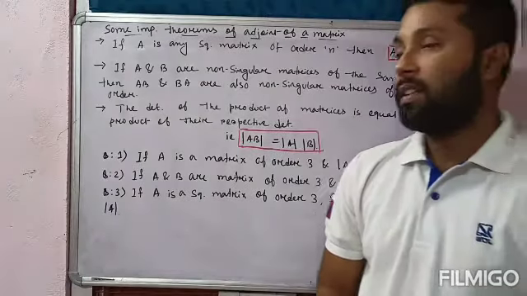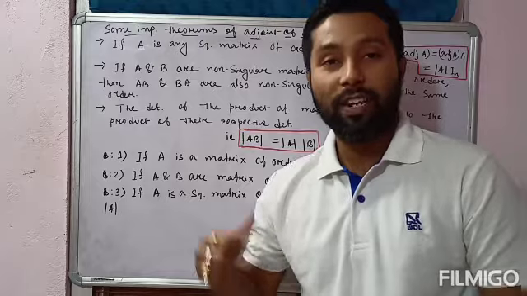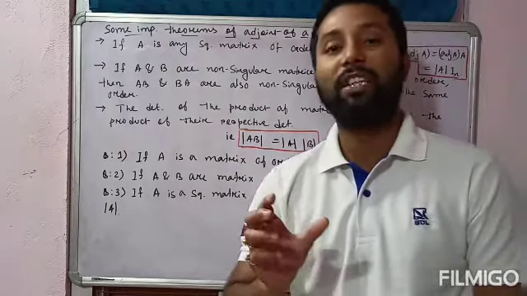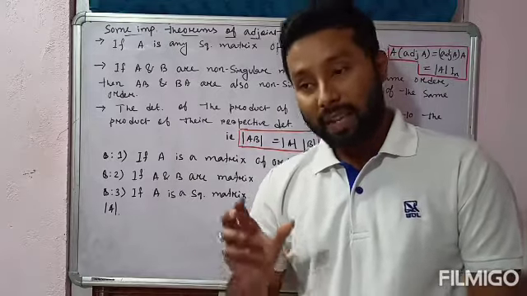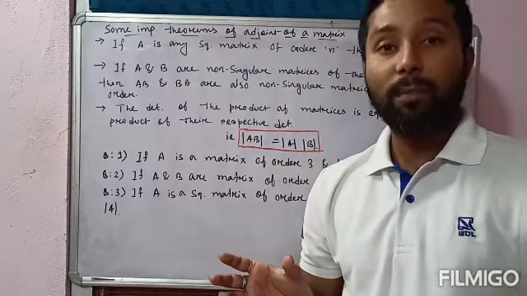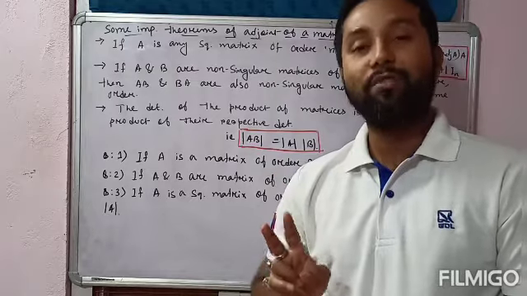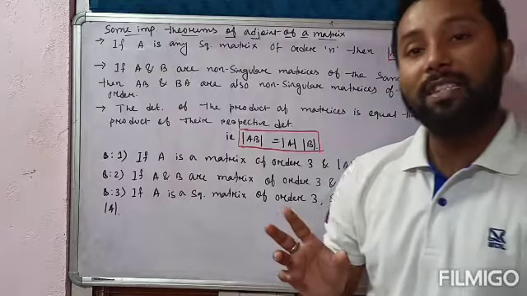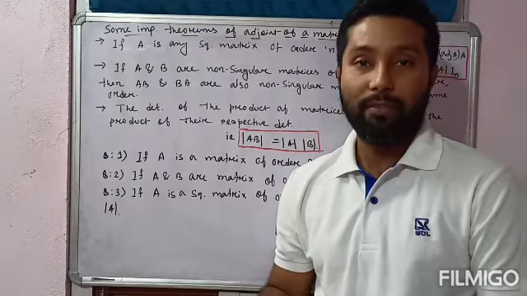So hello everyone, let us continue our discussions on adjoint of a matrix. In the last class I gave the definition of adjoint of a matrix and explained how to find the adjoint of a matrix of order 2 as well as order 3, and apart from that I gave some properties of adjoint of a matrix.